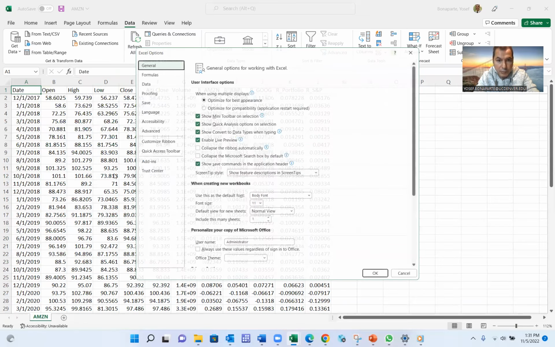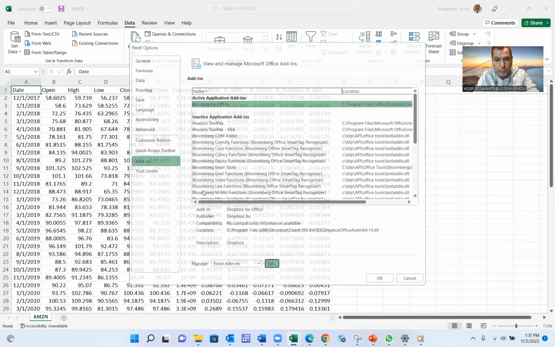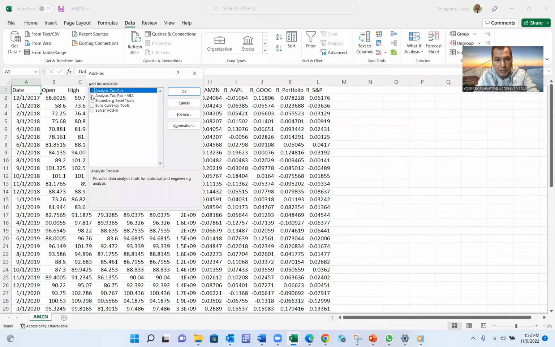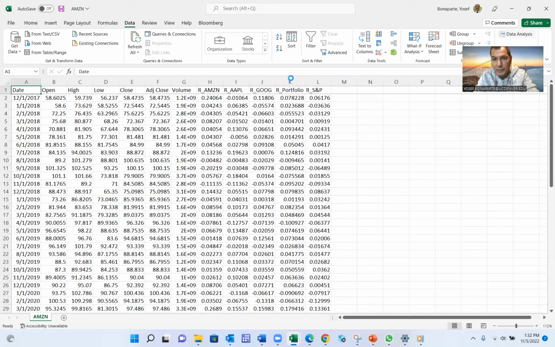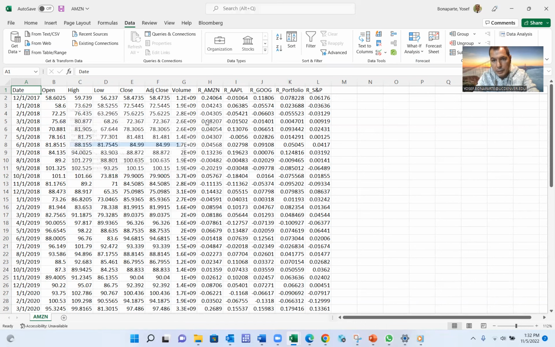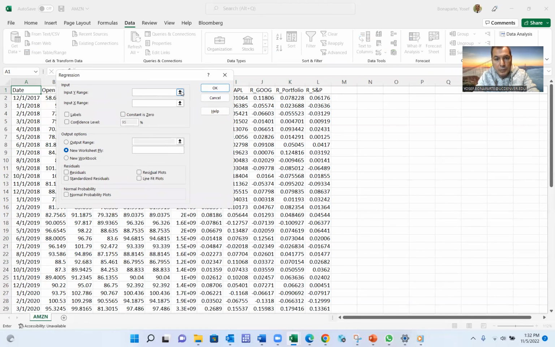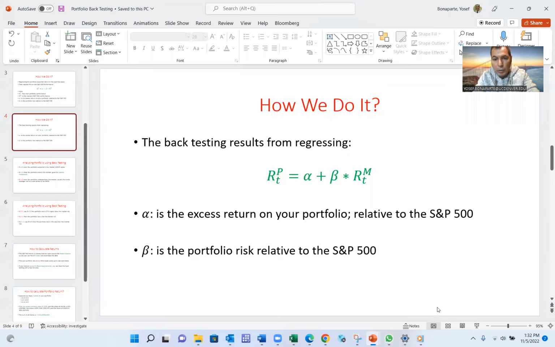You go file, options, add-ins, go, and you check these three boxes. And then something will come up here called data analysis. You click on it and you say, I want to have regression. Okay. And then what is your Y? Your Y, let's go back to the slides. Your Y is RP, your portfolio return, and your X is RM, the market return.